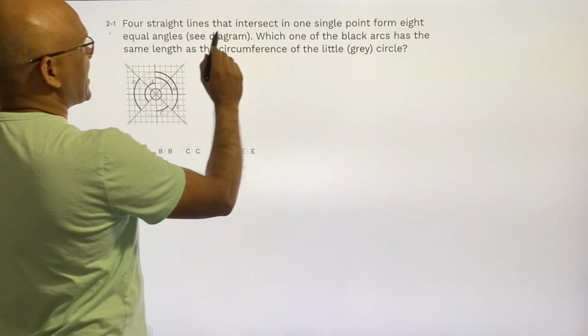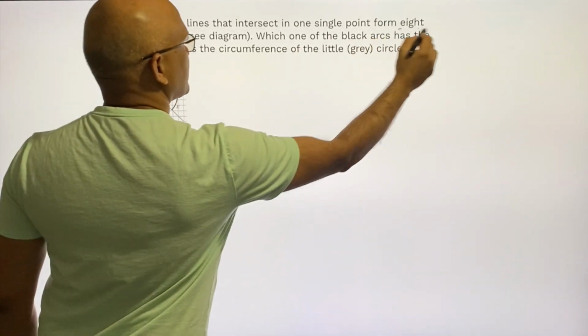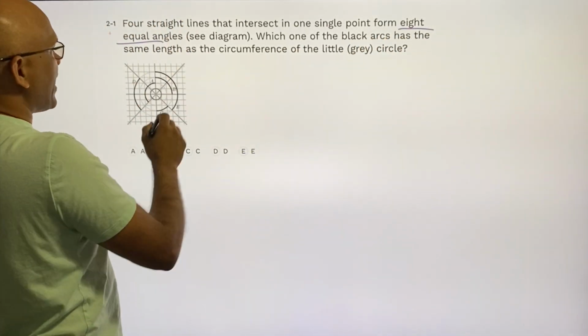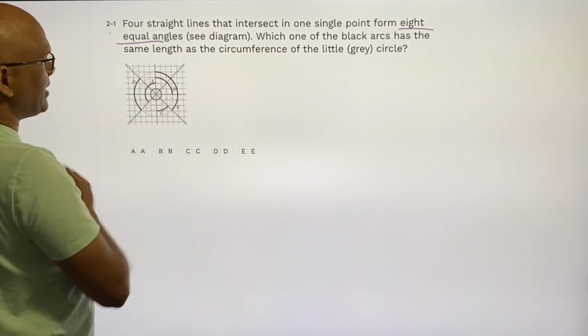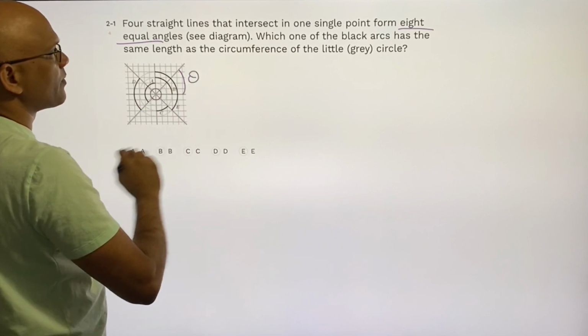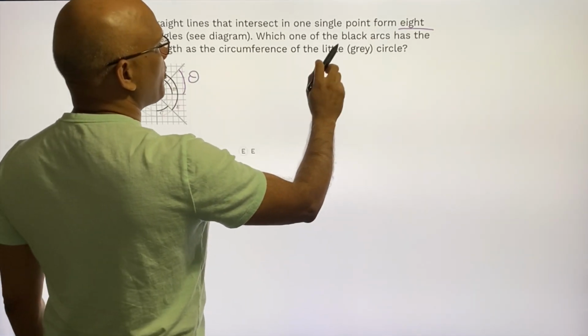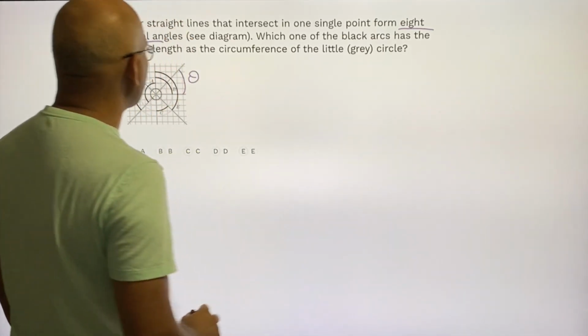Four straight lines that intersect in one single point form 8 equal angles. See this diagram. So these 1, 2, 3 and 4 lines form 8 equal angles. Let's call this angle theta. Which one of the black arcs has the same length as the circumference of the little gray circle?